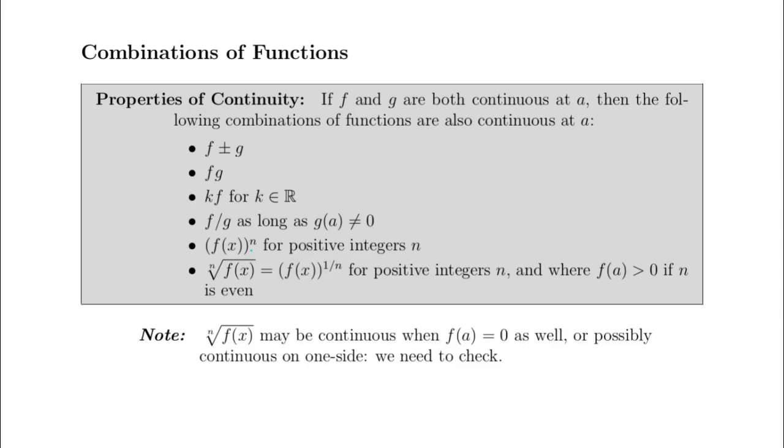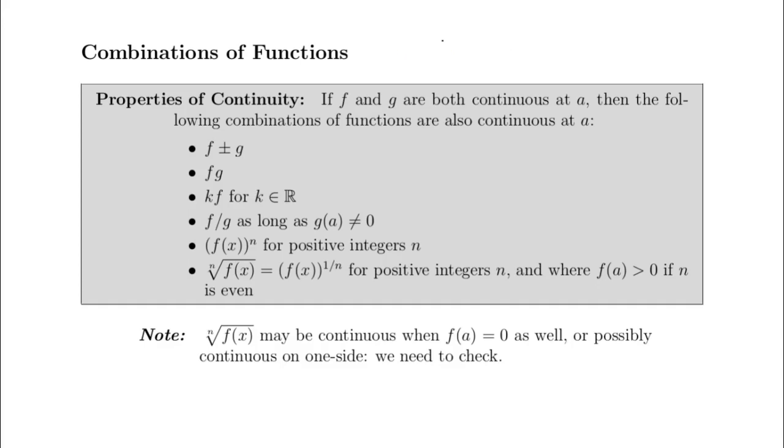Let's give a little brief intro to this and we'll read through some of this stuff. If we have two functions that are both continuous at the same point a, then all of these combinations of those functions are also continuous at a. So if you take those two functions and add or subtract them together, they're going to be continuous at a.